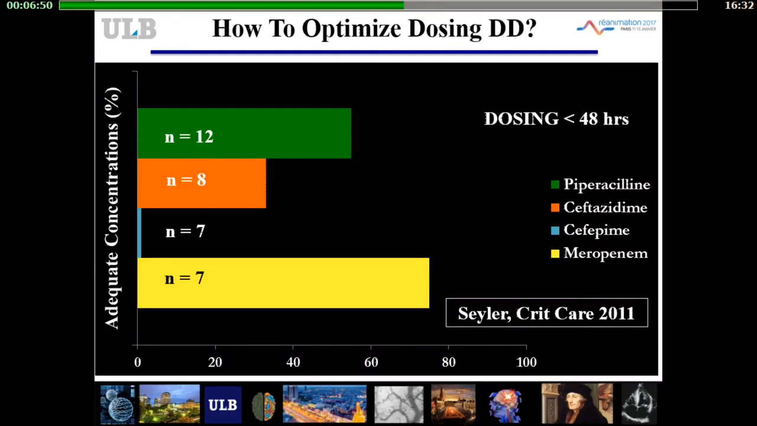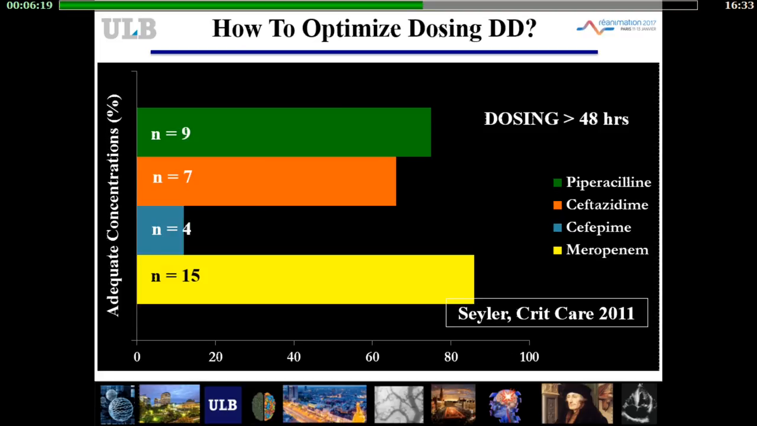You give the loading dose, and now to optimize the daily dosing. For beta-lactams, what we did is that we applied in our patients in Brussels the recommendation of Trotman and others, and we measured drug concentration. You have in green piperacillin, ceftazidime, cefepime, and meropenem, and this is the percentage of patients with adequate concentration to empirically treat difficult-to-treat pathogens, for example, Pseudomonas. And you see that the results are not very positive. Most of these patients have insufficient drug concentration. And because of drug accumulation, the situation is much better after 48 hours.